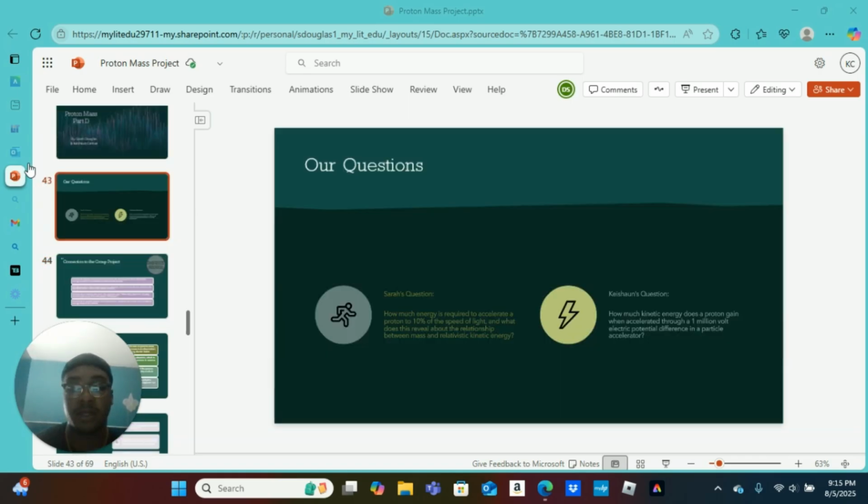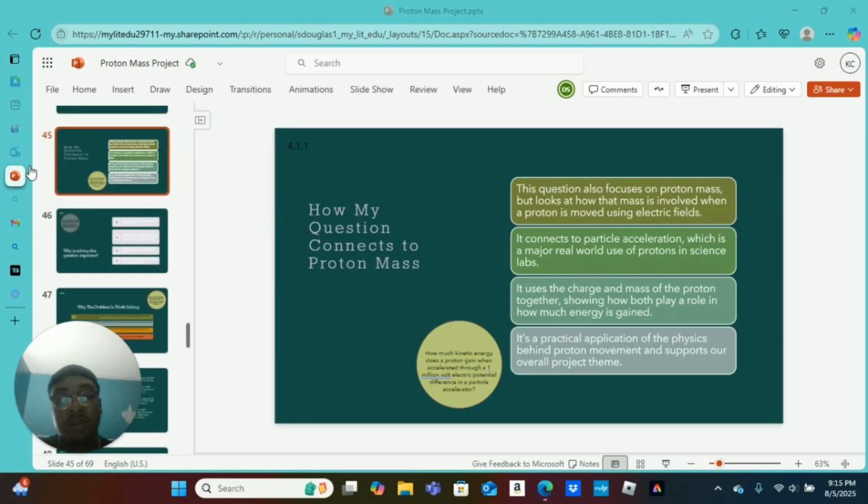This is part B. So my question was, how much kinetic energy does a proton gain when accelerated through a 1 million volt electrical potential difference in a particle accelerator? This question focuses on proton mass, but looks at how that mass is involved when a proton is moved using electric fields. It connects to particle acceleration, which is a major real-world use of protons in science labs. It uses the charge and mass of the proton together, showing how both play a role in how much energy is gained. It's a practical application of the physics behind proton movement and supports our overall project theme.